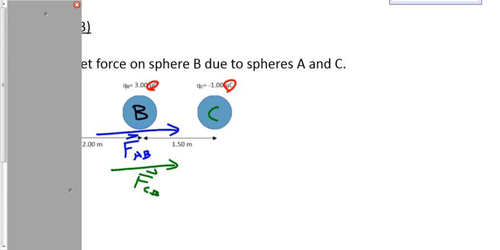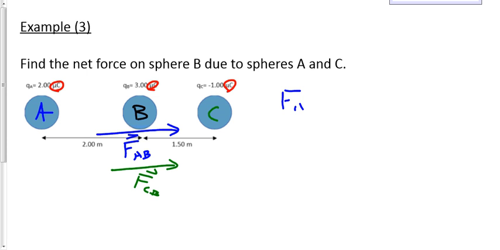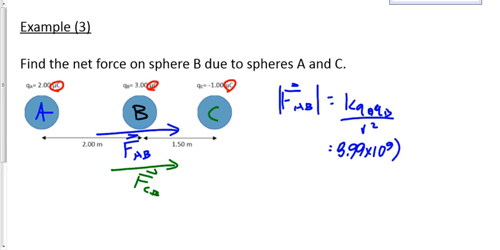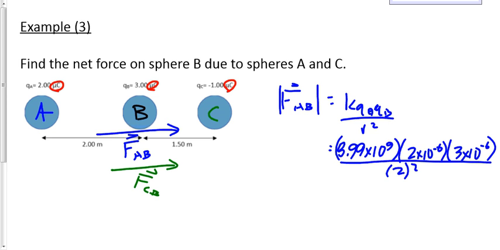Now we calculate those forces. And this part is easy, right? K QA QB over R squared. Two times 10 to the negative 6 times 3 times 10 to the negative 6 over 2 squared. It gives us a value of, I think, 0.013485.